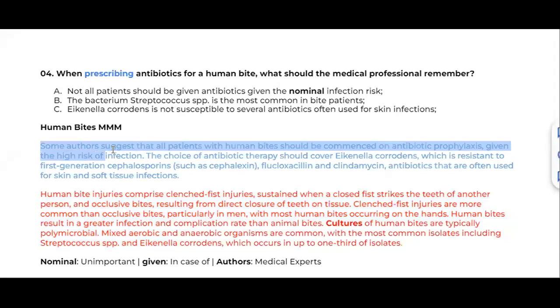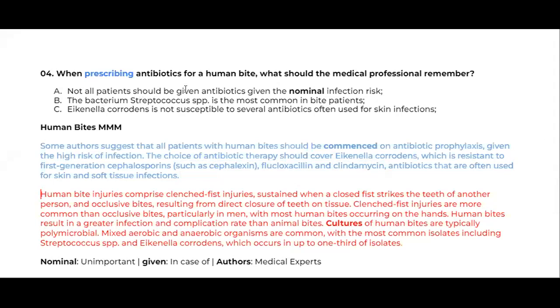So here, some authors suggest that all patients with human bites should be commenced on antibiotic prophylaxis. Our keyword "commenced" is coming here. So here, commenced, or prescribing, or treatment. Given the high risk of infection, the choice of antibiotic therapy. Then it is going to another kind of bacteria, a family of bacteria which is resistant to first generation cephalosporins. Some examples are also given here. That's it. Now, what is the correct answer?